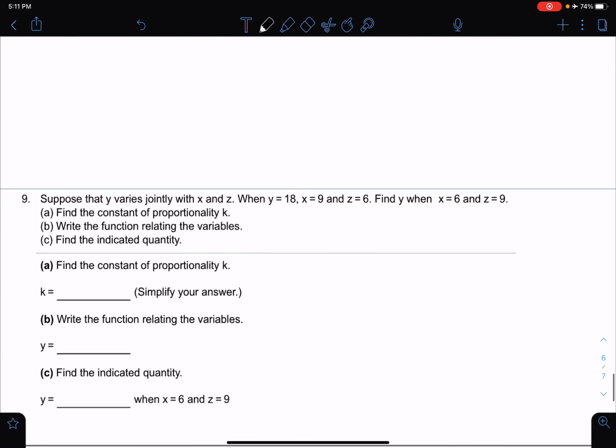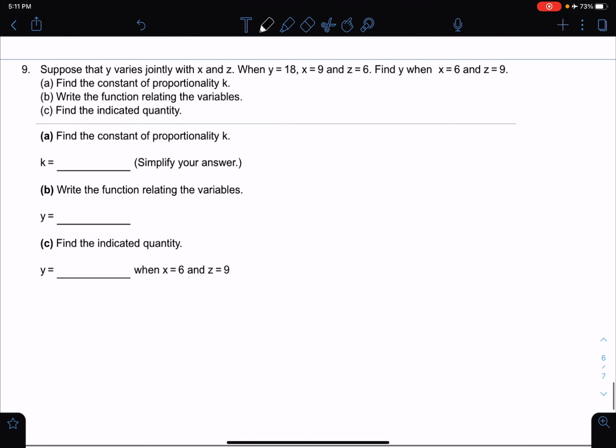Is it? Oh no, I just fooled you. Fooled myself, really. Now I'm depressed. Let's see, number 9. Number 9 is switching it up just a tiny bit, and they're using the word jointly. And no, it's not what you think. It's basically a direct variation problem, but adding another variable in there.